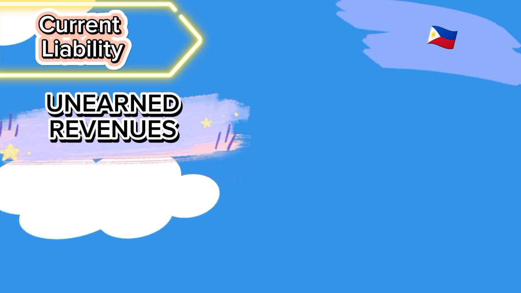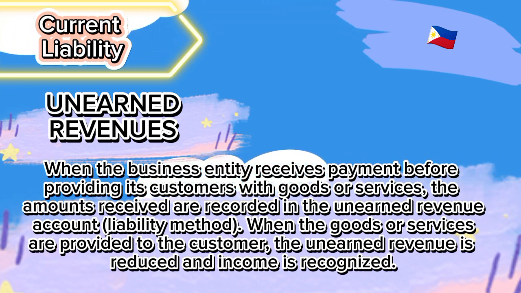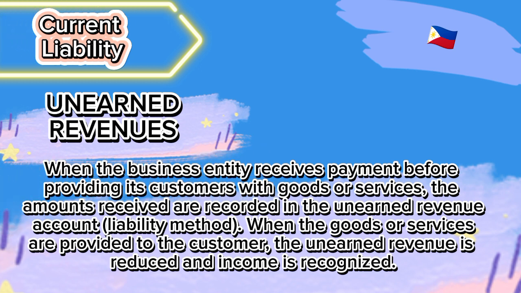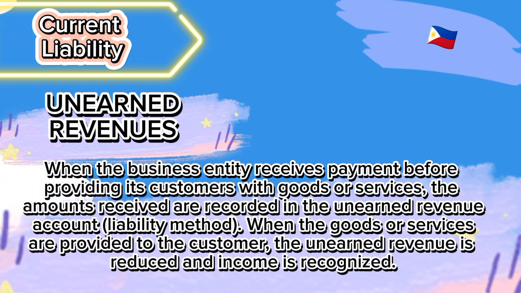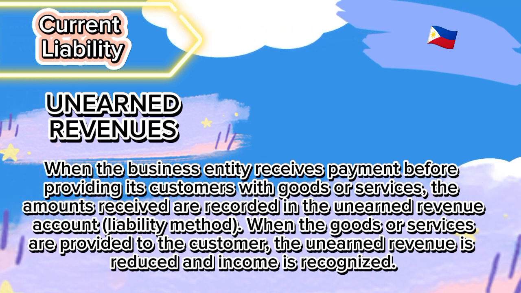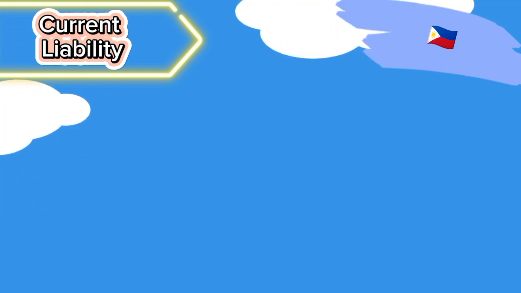Unearned revenues. When the business entity receives payment before providing its customers with goods or services, the amounts received are recorded in the unearned revenue account, a liability account. When the goods or services are provided to the customer, the unearned revenue is reduced and income is recognized.